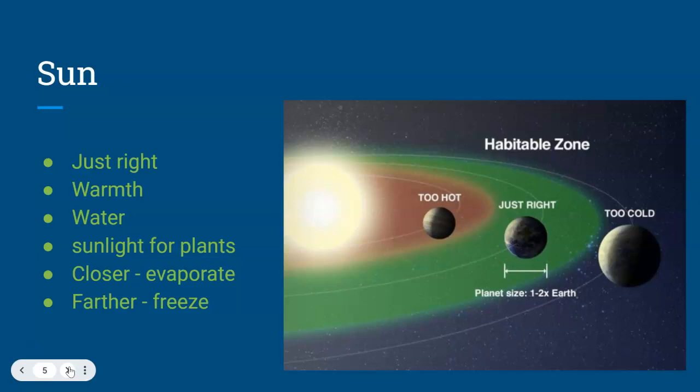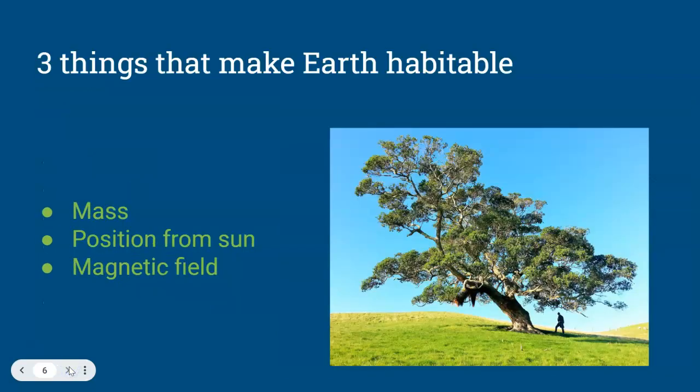And the sun also provides us with water in liquid form so we can drink it. It provides sunlight for our plants that we eat. If we were closer to the sun, water would evaporate, and if we were further, the atmosphere would freeze. And those are the 3 reasons that we are able to live on Earth.